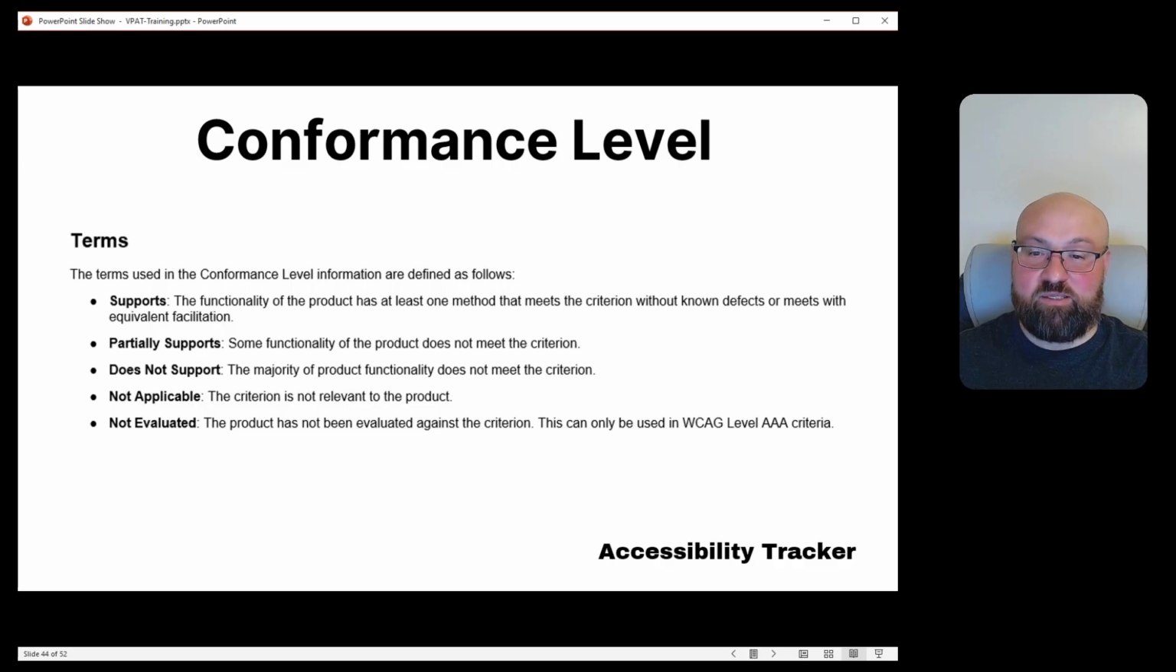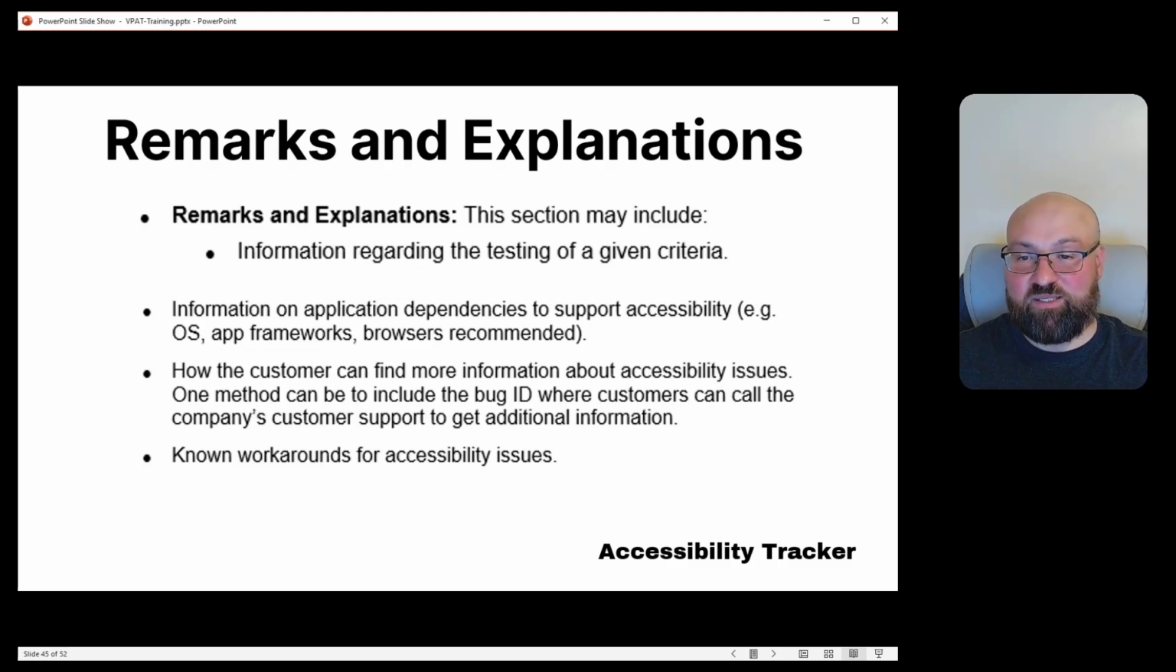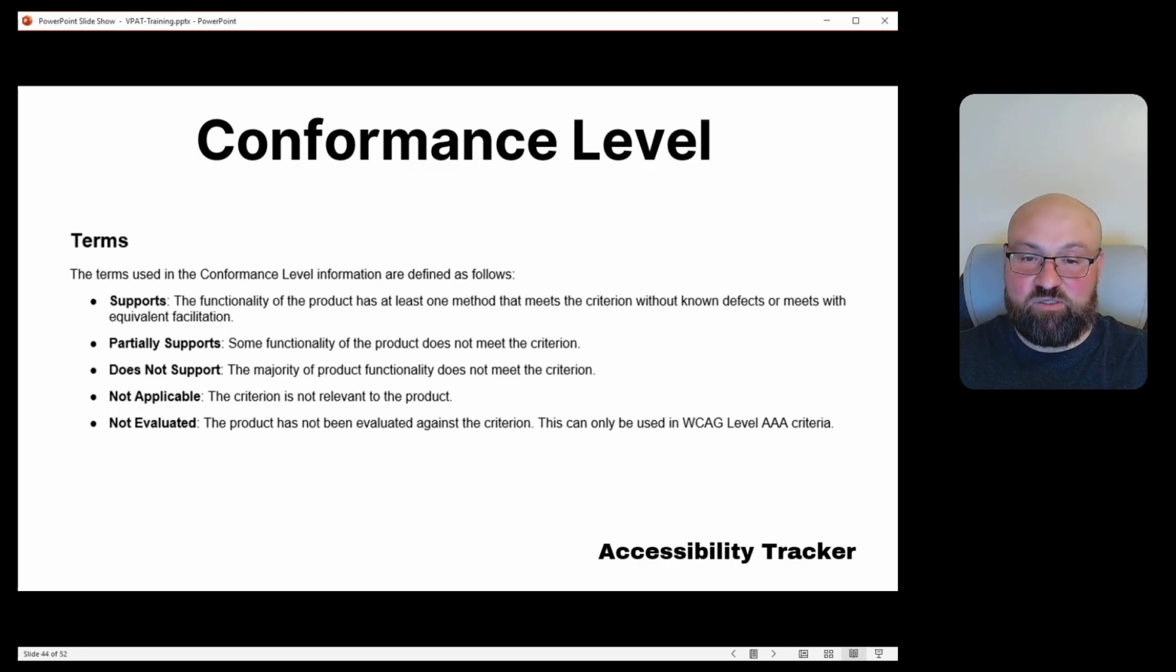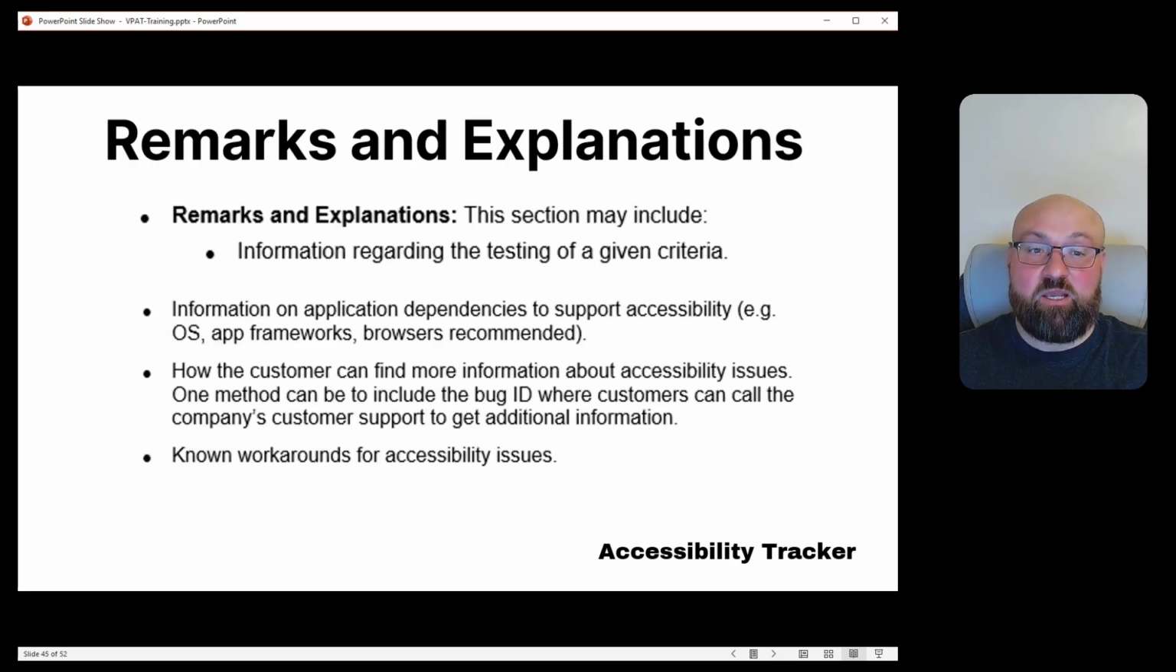And so otherwise, you can leave this blank, but I don't recommend that. I recommend that you fill in the remarks and explanations column wherever possible, just to add context, to add any supplemental information that can support that conformance level term that you've used. So even if it's fully supports, you don't technically have to enter any details in the remarks and explanations column, but it does look better for your ACR when you do add additional information in the remarks and explanations column. So typically, you'll want to have this filled out even beyond just does not support and partially supports.